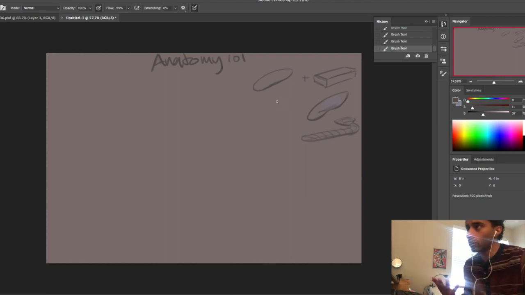So the boards really represent the bones, and the doughy bit represents muscles. And a combination of these two will produce a structure of a body or anatomy or an arm or a leg.